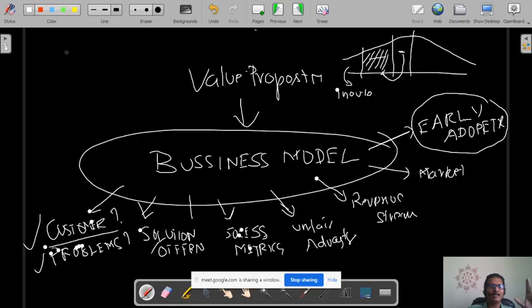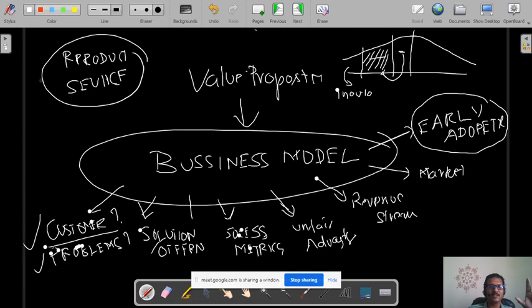Again, when I say product, it is not only a product. It may be a product or it may be a service. Okay, not necessarily it has to be a product that you can hold in your hand. It may be a service also, a service provider also.